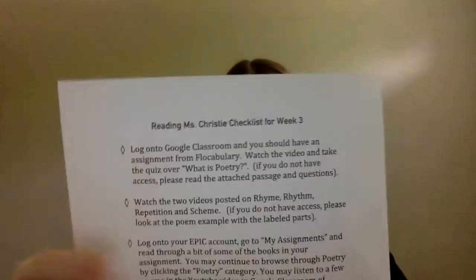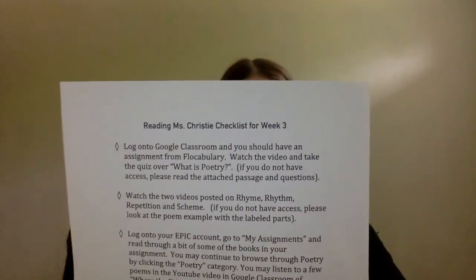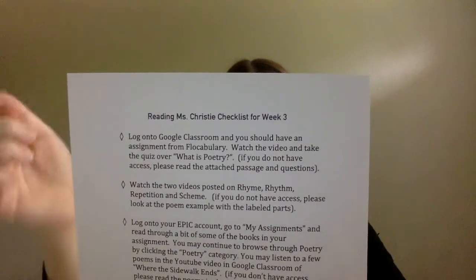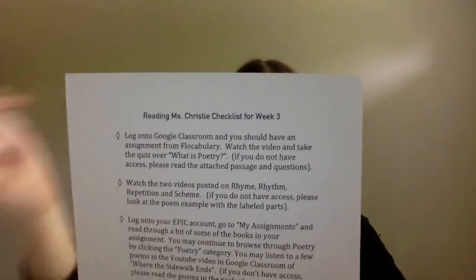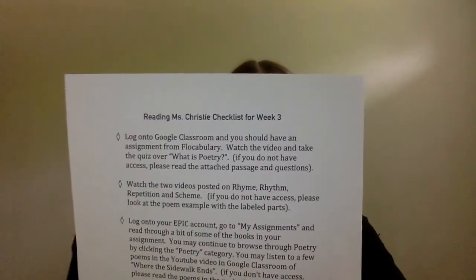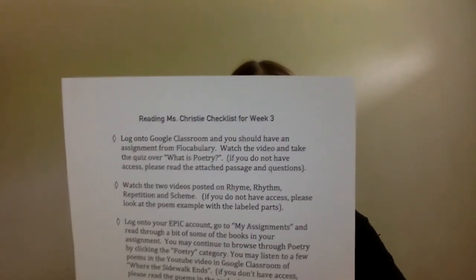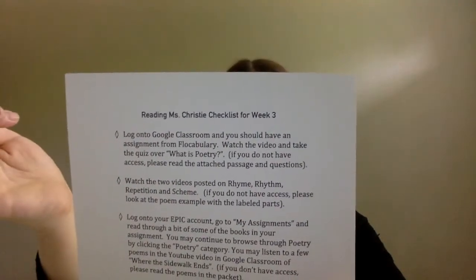Let's go over your assignments for reading for today, Wednesday, April 8th. So let's look at your checklist. First, you need to log on to Google Classroom, which is where you should be in order to listen and watch this video. You need to click on Flowcabulary. It's going to say sign into your HJ Hawks account, so you need to sign into that. And then it's going to have a link to Flowcabulary where you can watch the video, What is Poetry? And then after that, you need to take the quiz.